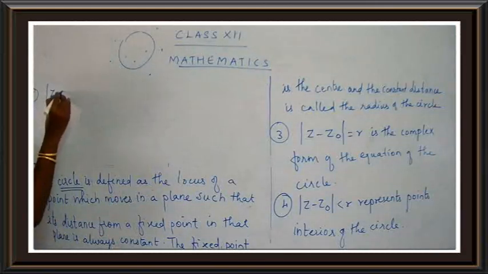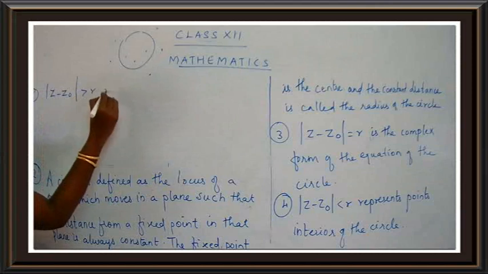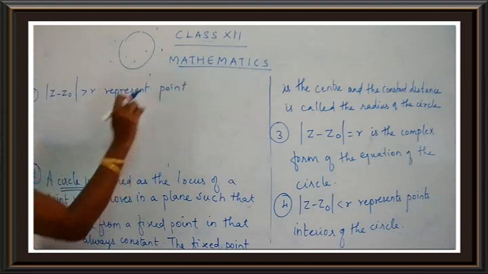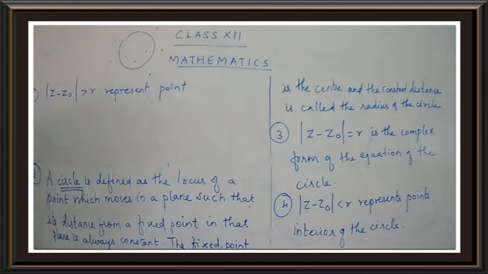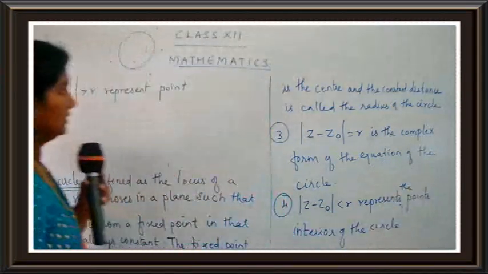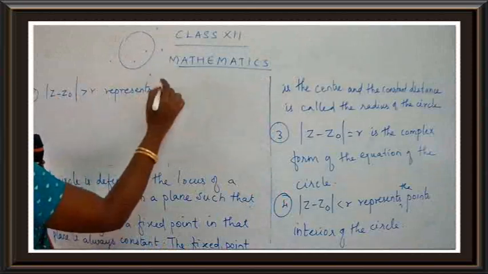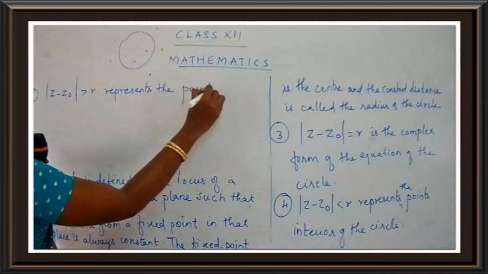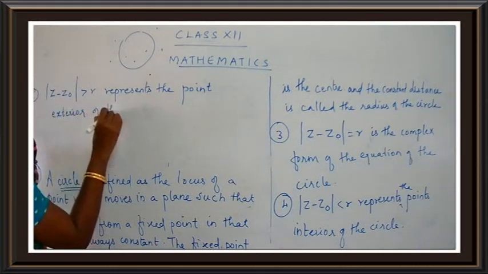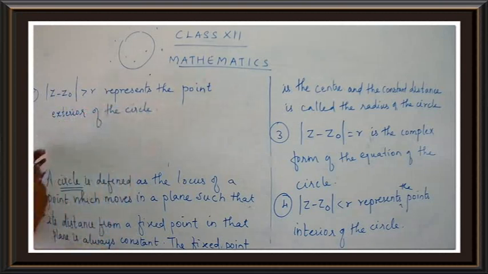So mod z minus z naught greater than r represents points exterior of the circle. Okay, children, so modulus z minus z naught greater than r represents the points exterior of the circle. So you have to remember this condition.